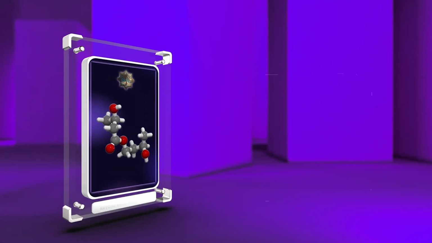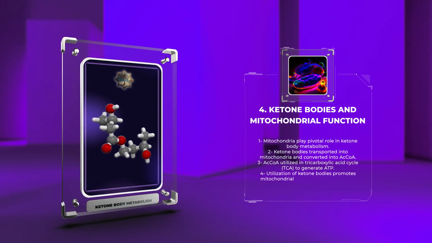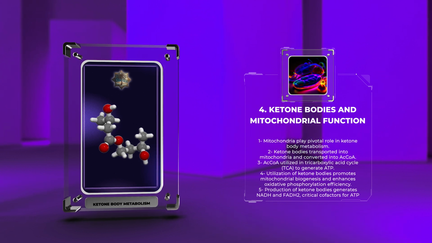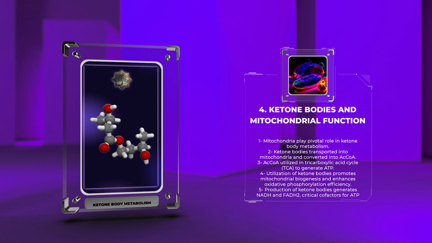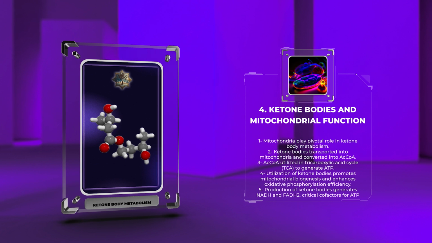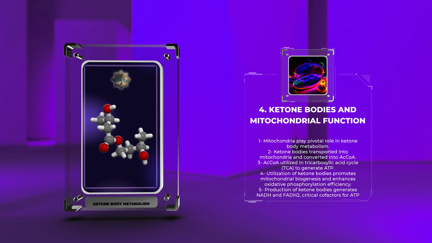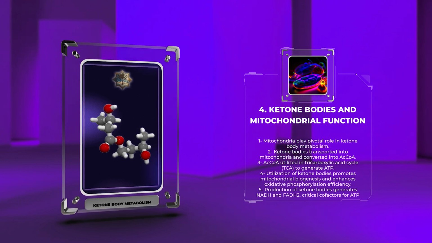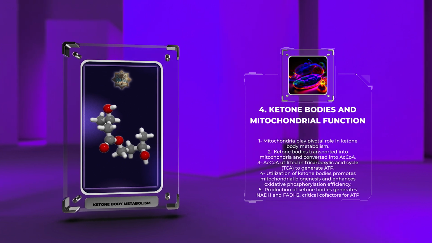Mitochondria, the powerhouse of the cell, play a pivotal role in ketone body metabolism. Ketone bodies are transported into mitochondria, followed by their conversion into acetyl-CoA in a series of enzymatic reactions. This acetyl-CoA is further utilized in the tricarboxylic acid cycle, TCA, to generate energy in the form of ATP. Importantly, the utilization of ketone bodies as an energy source promotes mitochondrial biogenesis and enhances oxidative phosphorylation efficiency. Additionally, the production of ketone bodies generates NAD and FAD, critical cofactors for ATP production via oxidative phosphorylation.